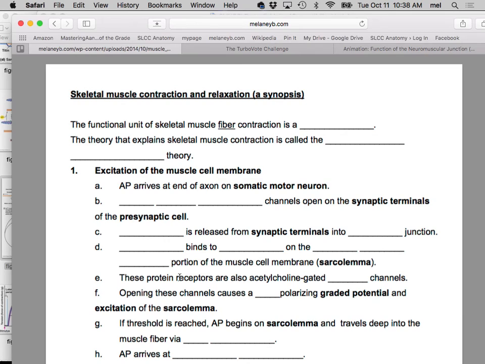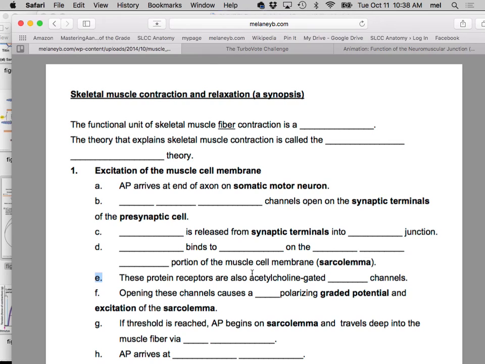So E says these protein receptors are also acetylcholine-gated what kind of ion channels? Sodium. These protein receptors are also acetylcholine-gated sodium channels. Okay, you guys are next.